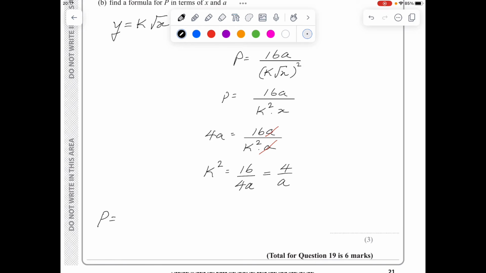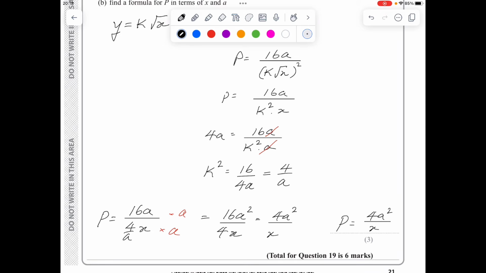So p equals 16a over k squared x. k squared is 4 over a. I'm going to multiply both top and bottom by a to simplify. So this will give me 16a squared over 4x. Simplify the 16 with the 4, so you'll get 4a squared over x, and that's the final answer. p equals 4a squared over x.